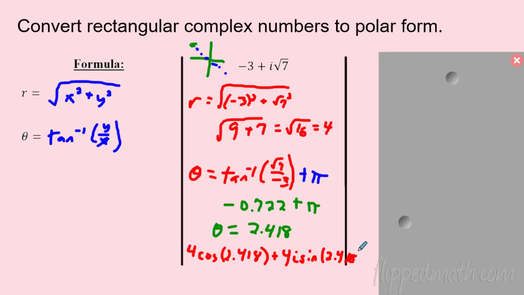2.418. There it is right there. That's a monster. Sometimes what we do to make it a little bit shorter is take the 4 out of it, both. See how they both have that 4? So you may see it written like this. I wrote most of my answers like this.